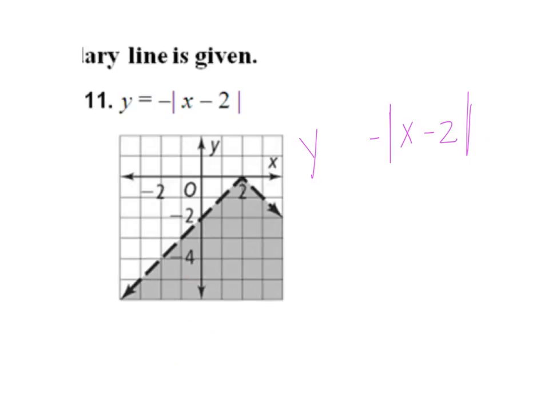And again, it has the equation already for you. It's shaded below the equation, so y is going to be less than. And since it's dotted, there's no line, and that would be my answer.